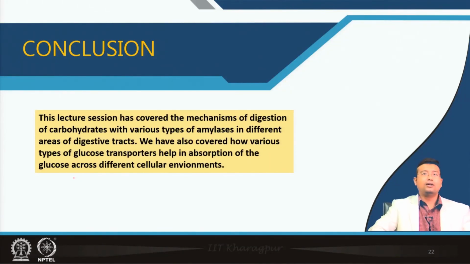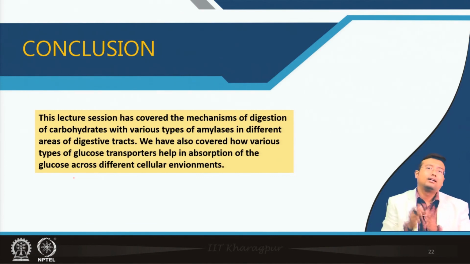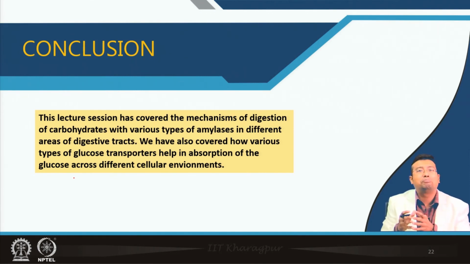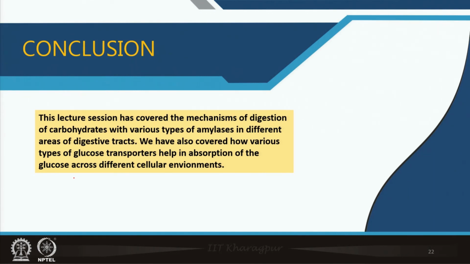Okay. So, to conclude, this lecture session has covered the mechanism of digestion of carbohydrate with various types of amylases in various areas of the digestive tract. We have also covered how glucose transporters help in absorption of glucose across different cellular environments.